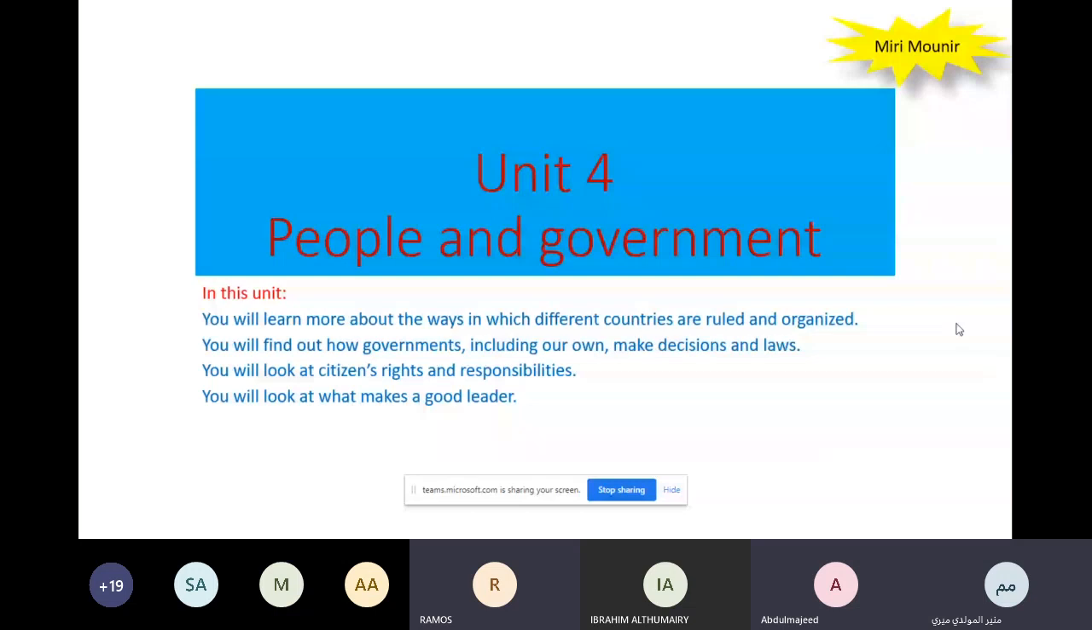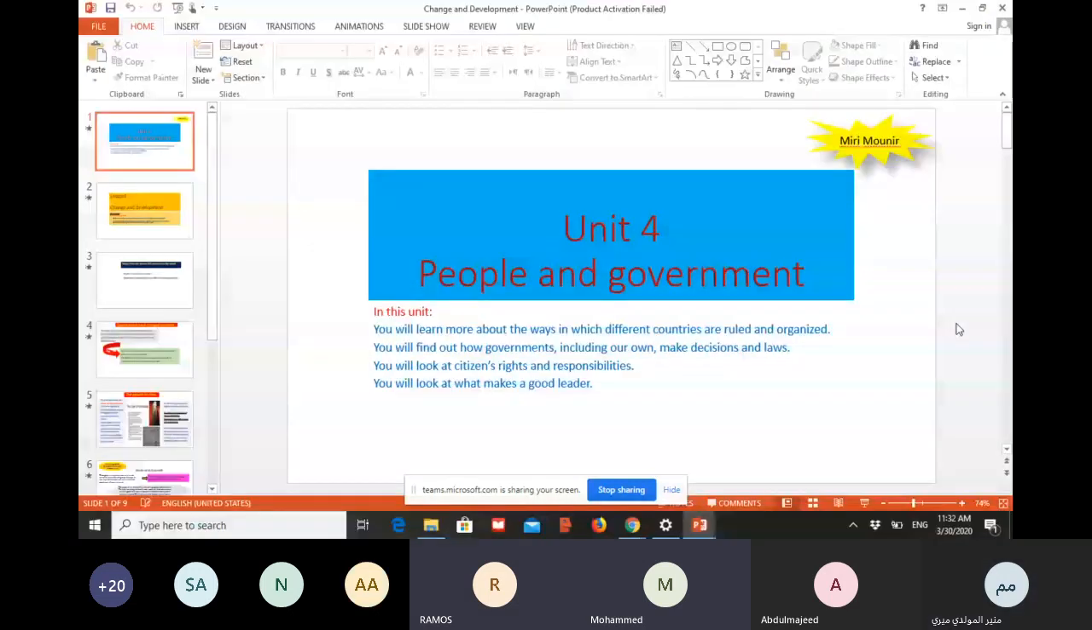Muhammad. Unit 4, people and the government. In this unit, you will learn more about the ways in which different countries are ruled and organized. Hold on, please. The one who is not using his mic, please switch it off. Teacher, mute everyone. Yes, please, Muhammad again.